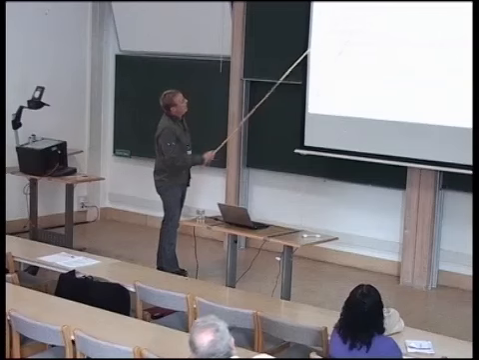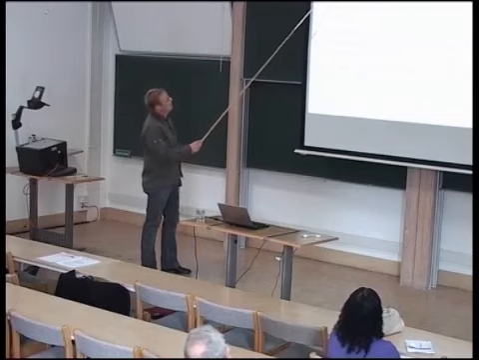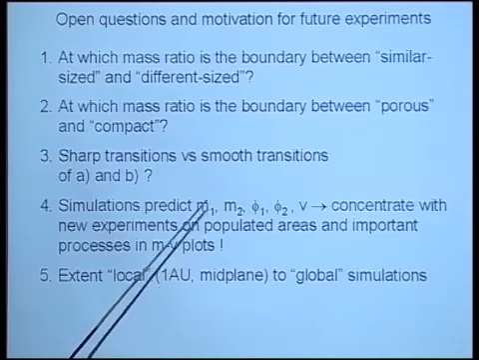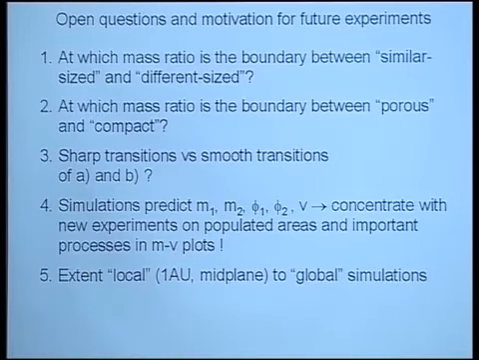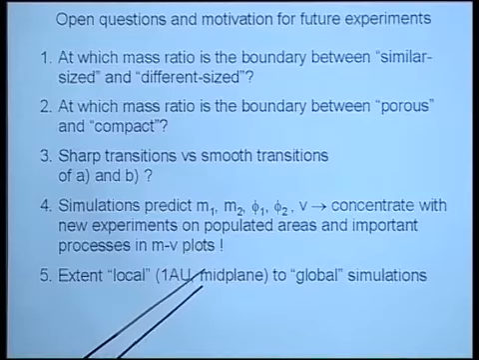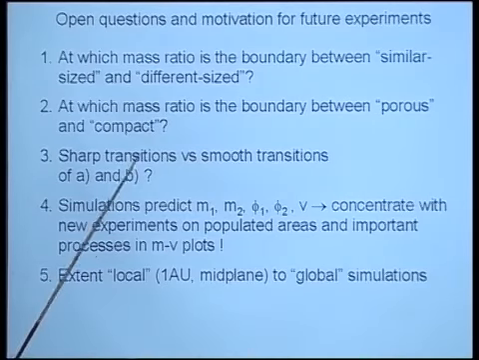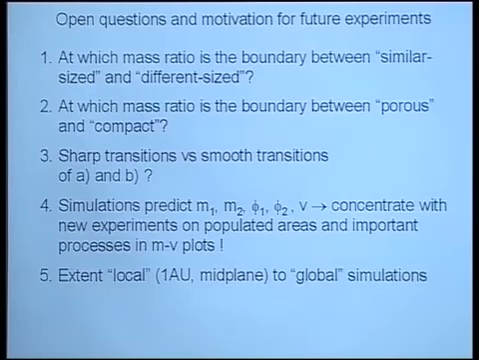Okay. The main questions that we ask ourselves are, at which mass ratio is the boundary between this left column, similar size collision, and right column, different size collision? We have to find that out. Is that a sharp transition, as we have modeled in our binary model, or is this a smooth transition? And the same question can be asked in the boundary between porous and compact, so the first row and the second. Is it a sharp transition or a smooth one? We set it at 60% porosity, arbitrarily, without better knowledge. And so that needs to be investigated in the near future.